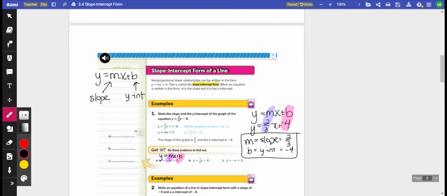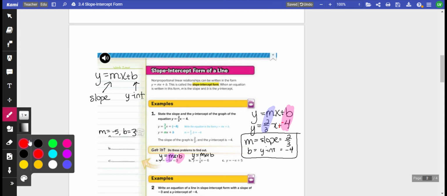So for letter A, m equals negative 5, b equals 3. So m represents the slope, so the slope equals negative 5. b is the y-intercept, which is 3. All right, trying letter B. y equals mx plus b. Well, first I need to change the subtraction to adding a negative.